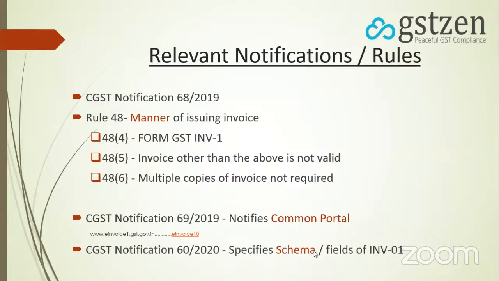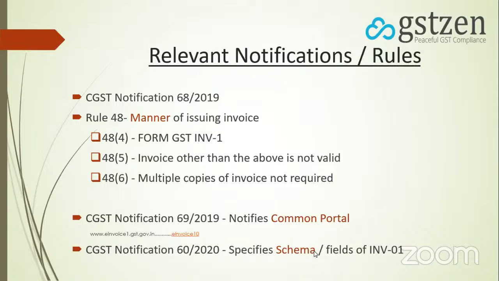Rule 48 sub rule 5 says that any invoice which is not issued in the form GST INV-1 is not valid. So if you are eligible for e-invoicing, you have to generate the invoice in form GST INV-1. Otherwise, it will not be valid. Rule 48, sub rule 6 says that multiple copies of invoice are not required. Earlier, you were generating multiple copies, let's say one for supplier, one for transporter. Now, multiple copies are not required in case of e-invoicing.